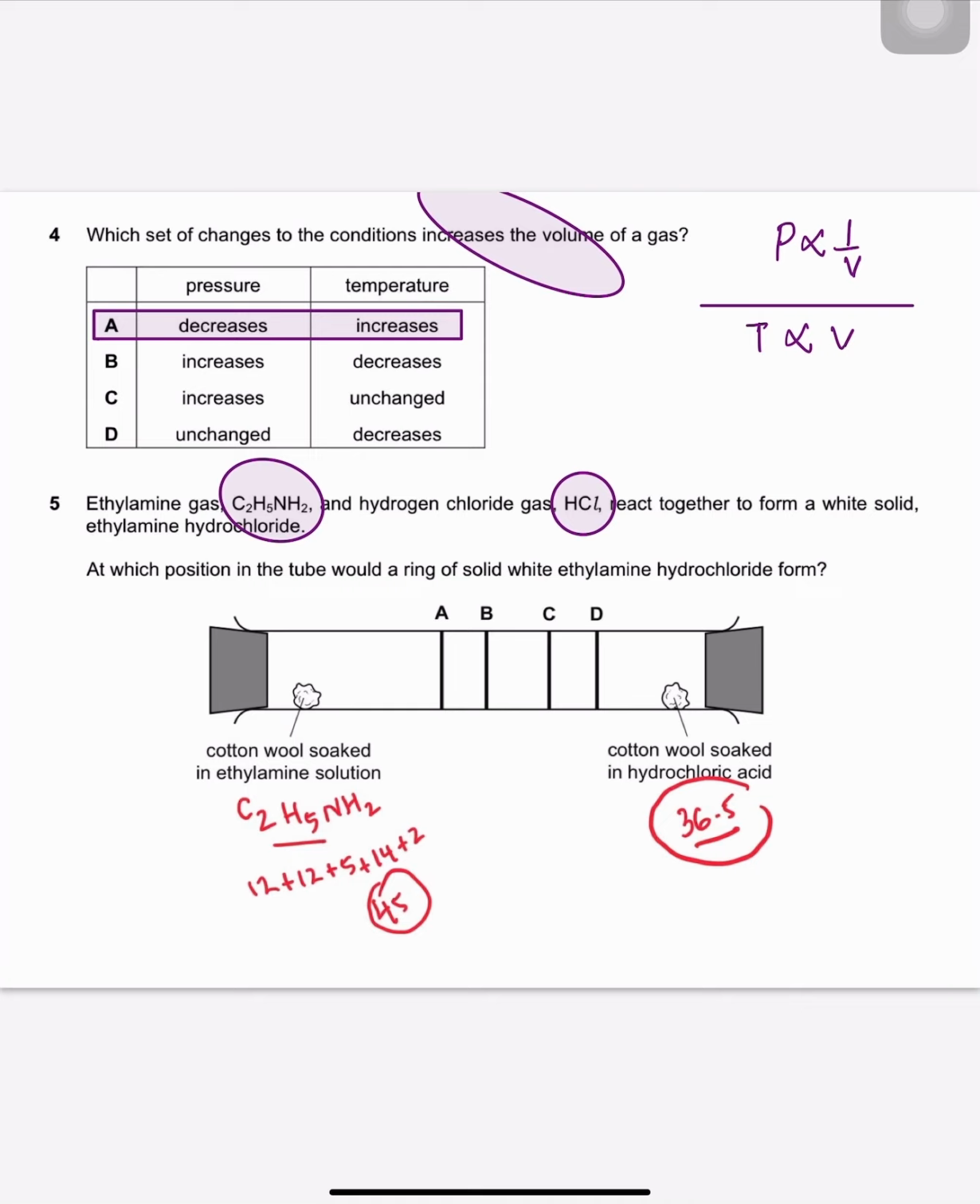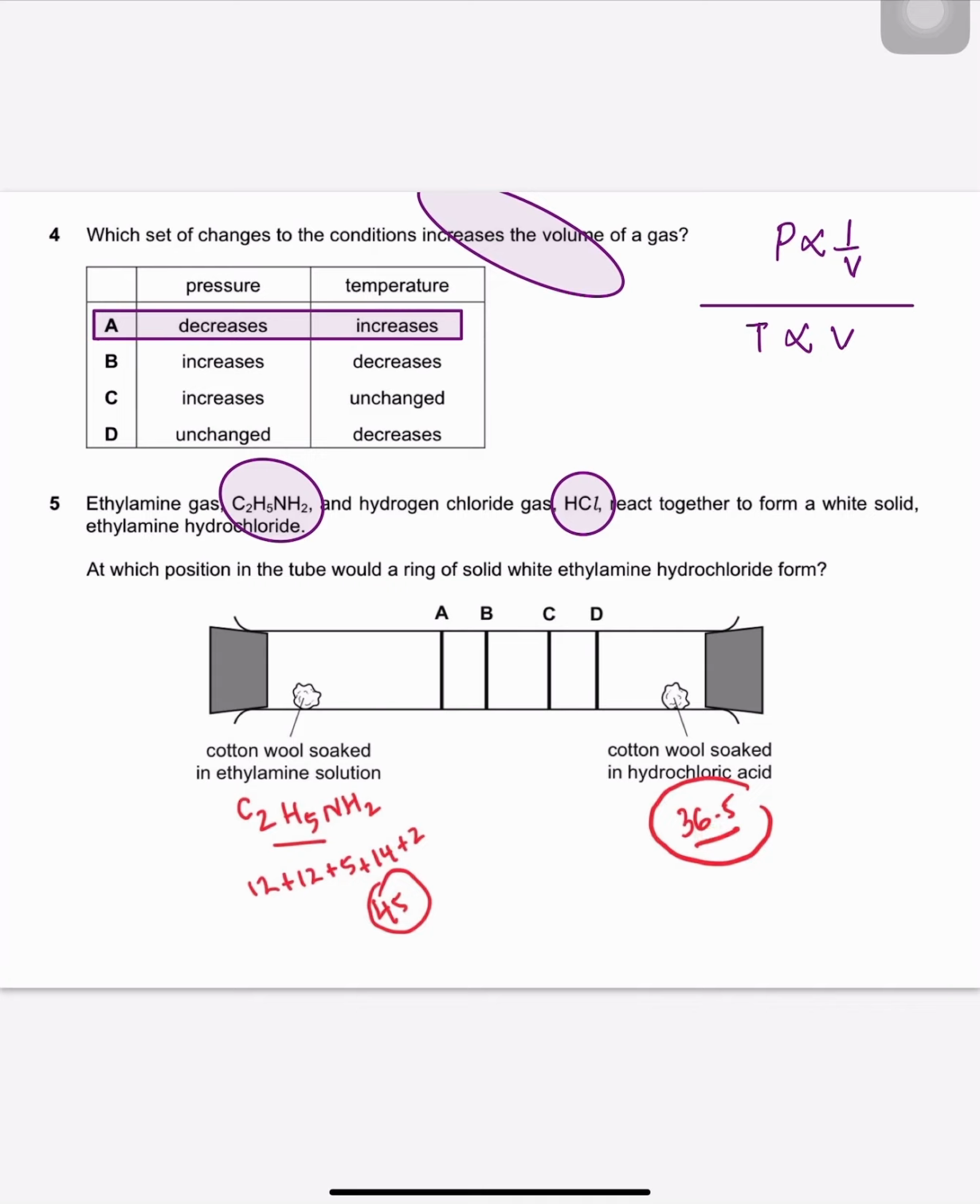We can see carbon is 2 times, so it is 12 plus 12, hydrogen is 5, and if one hydrogen is 1, 5 hydrogens will be 5, nitrogen is 1 time, so it will be 14 as it is, and hydrogen is 2 times here, so 1 plus 1 is 2. It is 45 in total. When we are talking about hydrochloric acid, it is 36.5. And how is it 36.5? One hydrogen is 1, whereas one chlorine is 35.5. So the total will be 36.5.